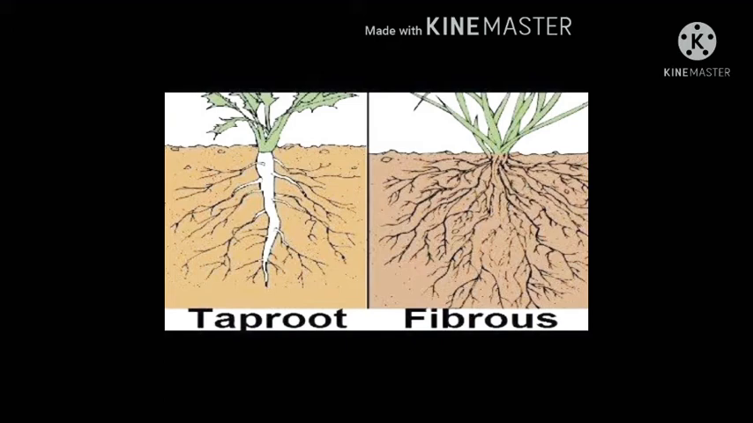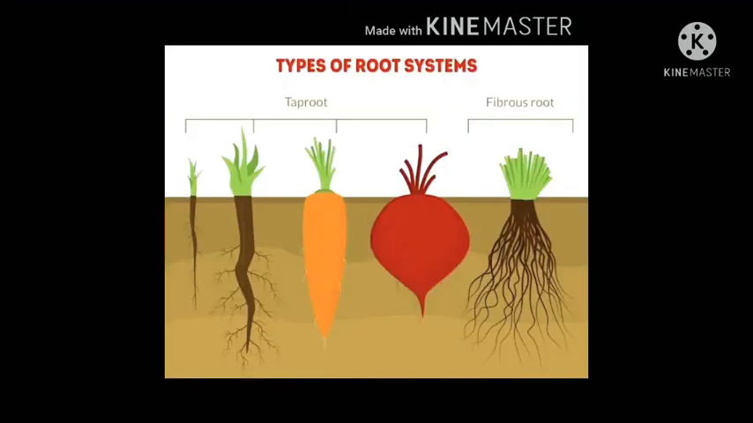Taproot. Taproots are broad near the base of the stem and they are pointed towards the tip, which we also call the apex. Many branches and sub-branches come out from the main root and spread into the soil, like we have seen in mustard, sunflower, cabbage, rose and many other plants.